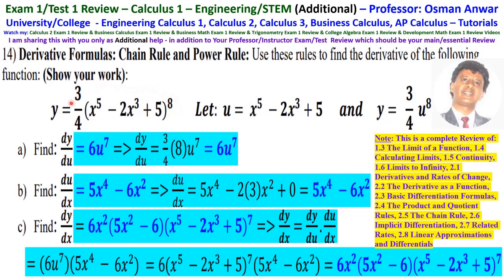So what we need to do is substitute what is inside with u. So what is inside is x to the 5 minus 2x cubed plus 5. We'll call that u. So if we call that u, then y becomes 3 over 4 u to the 8. Then it takes step by step. A, find dy by du, which is 3 over 4 times 8u to the 7, which is 6u to the 7.